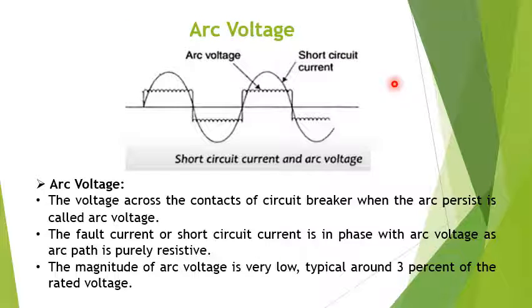Now we'll look at the arc voltage. Arc voltage is the voltage which occurs across the contacts of a circuit breaker while the arc is still persisting. The fault current, or short circuit current, is in phase with the arc voltage as the arc path is purely resistive. The magnitude of this arc voltage is very low, typically around 3% of the rated voltage.